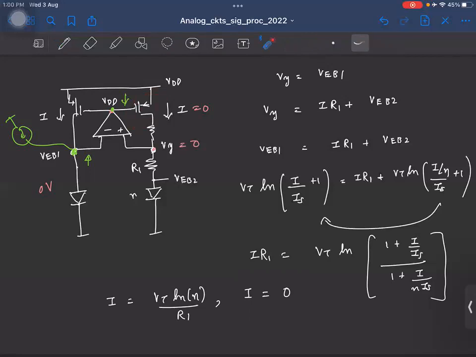There will be a non-zero current flowing through this, right? And the only non-zero current you can have is this fellow, right? Because that is the only other solution possible here. So it turns out that this all zero solution is an unstable or a metastable operating point.